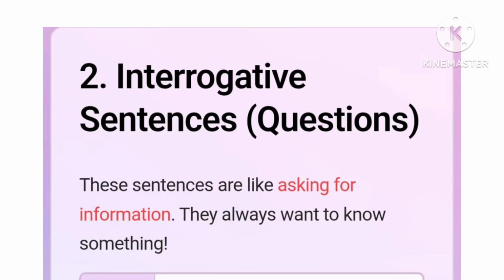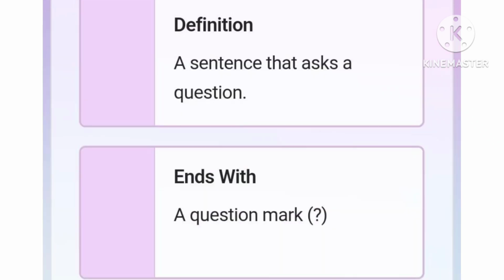Now the second type is the interrogative sentence. That means questions. These sentences are like asking for information. They always want to know something. So what is the definition of an interrogative sentence? A sentence that asks a question is called an interrogative sentence. And it ends with a question mark.